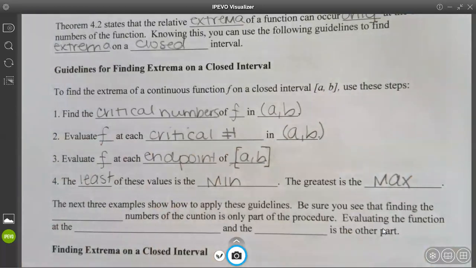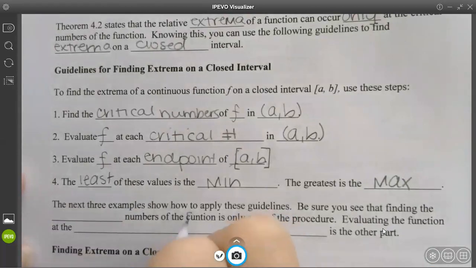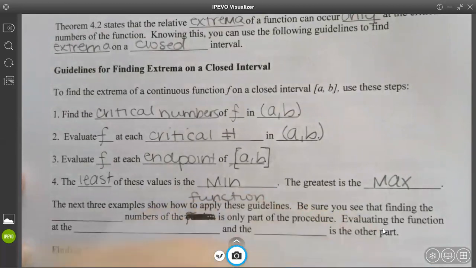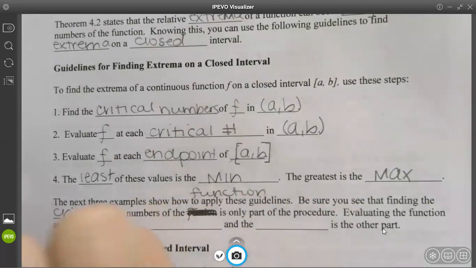All right, so here's the thing. Find the critical points, plug them in. Use the endpoints, plug them in. Whichever one gives you the lowest value, that's your minimum. Whichever one gives you the highest, your maximum. Literally that, I mean, it's not hard, okay? So the next 3 examples show how to apply these guidelines. Be sure you see that finding the critical numbers, that should say function, is only part of the procedure. Evaluating the function at the critical numbers and the endpoints is the other part.